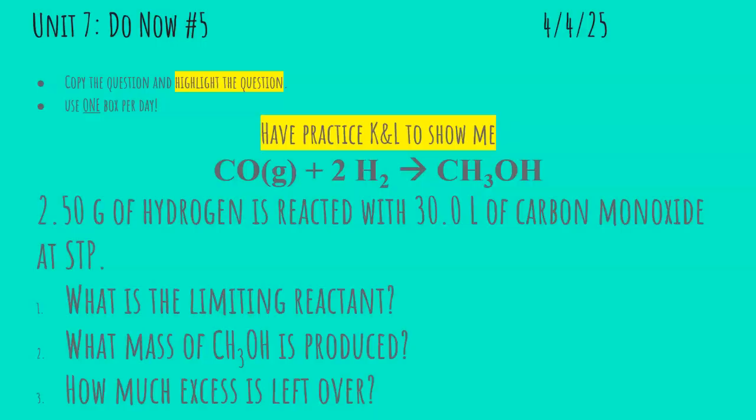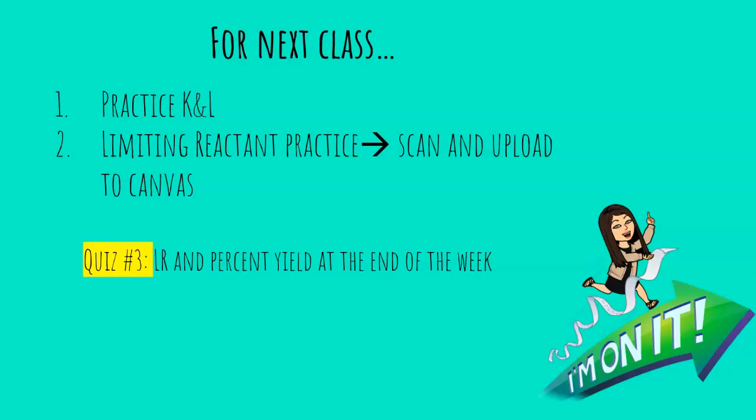You're going to go ahead and complete practice K and L, the limiting reactant practice that you'll find on Canvas. Scan and upload both sides. At the end of the week, you're going to have quiz number 3, which will be on this limiting reactant, as well as percent yield.